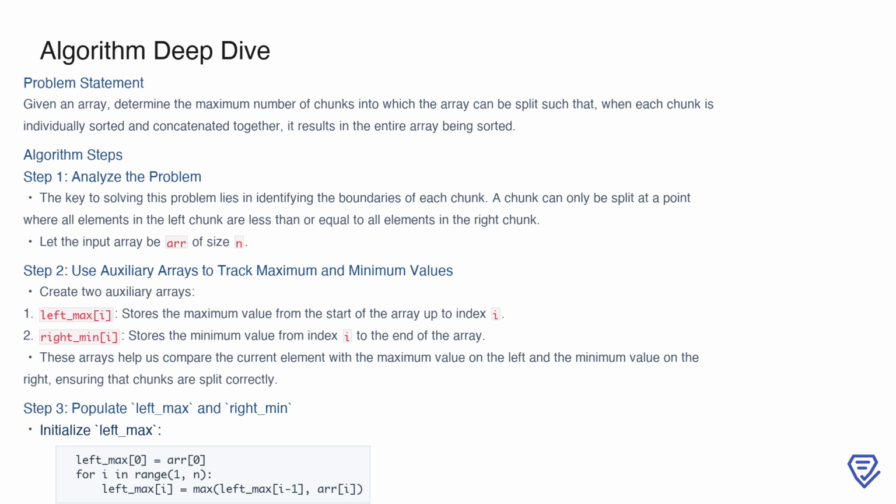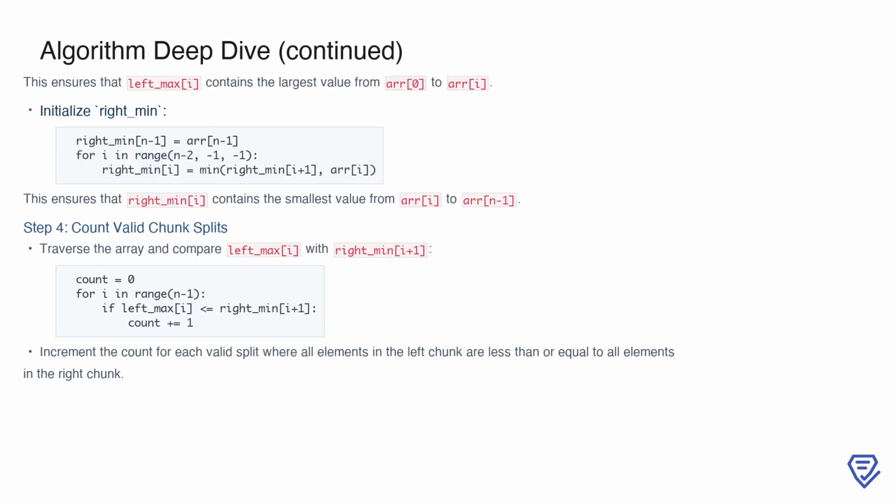Let's start by populating the left_max array. Initialize it with the first element of the input array, and as we iterate through the array, each index in left_max will hold the maximum value seen so far. This creates a running record of the maximums from the left side of the array. Once the left_max array is populated, it will contain the largest value from the start of the array up to each index.